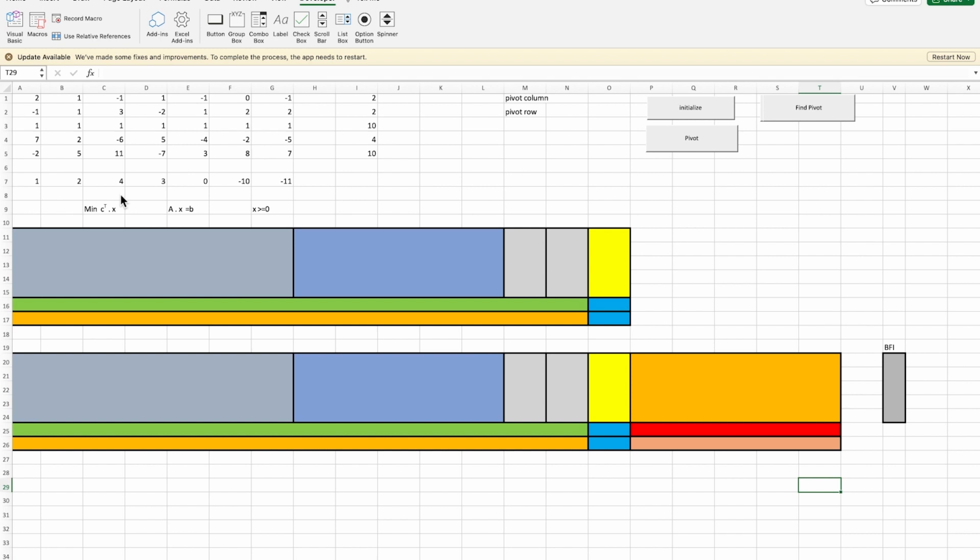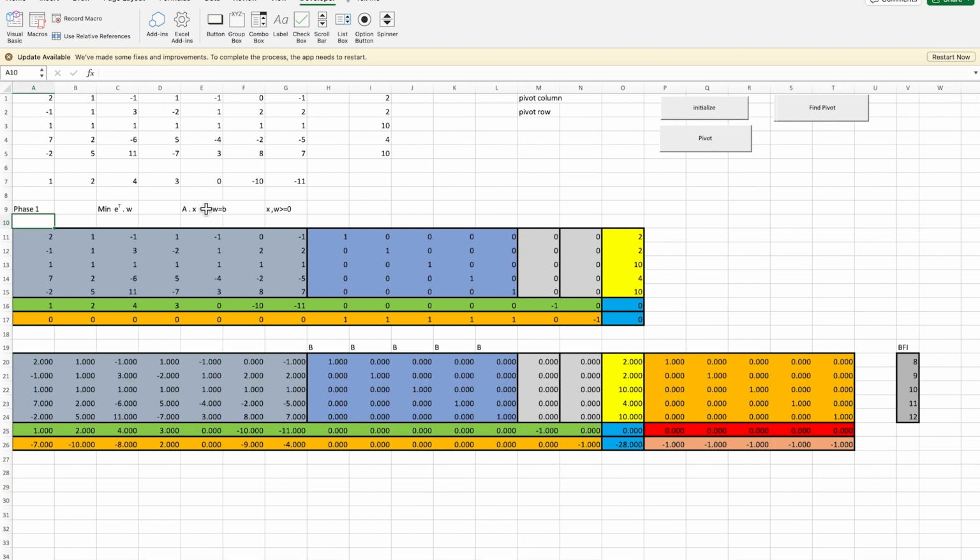Now, the simplex algorithm requires a starting simplex tableau, and here we don't have it. So we're going to use phase 1 to do that. I'm going to bring in the phase 1 linear program that we're going to solve. So I have a program here that's going to initialize this. So here's the phase 1 linear programming problem.